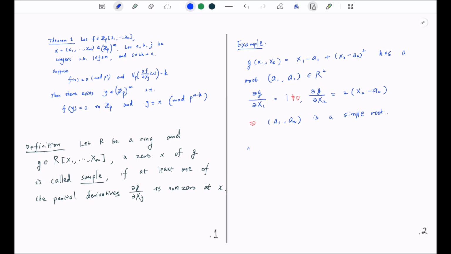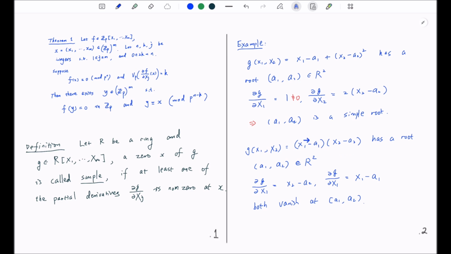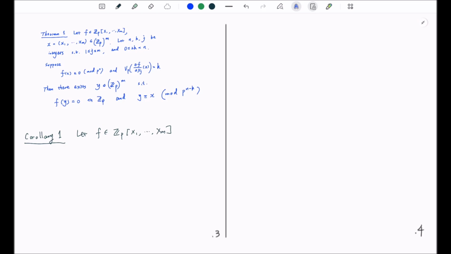And as a non-example, if you look at g1 of x1, x2 equal to x1 minus a1 times x2 minus a2, it also has a root a1, a2, but if you look at the partial derivatives, they both vanish at a1, a2. So this root is not a simple root for this second G. Now we can state our first corollary.